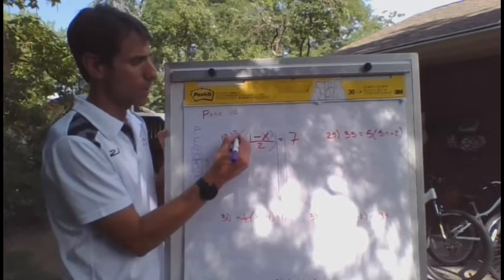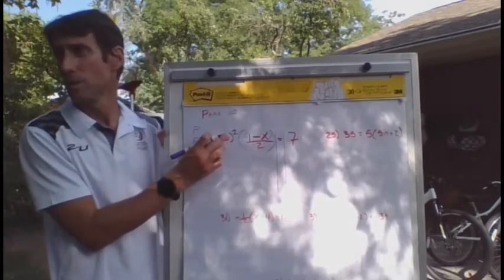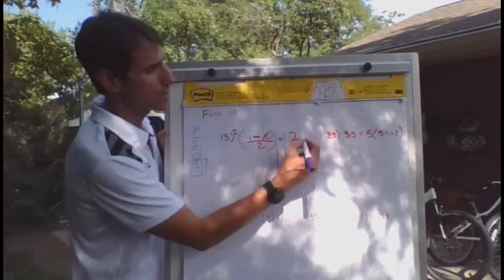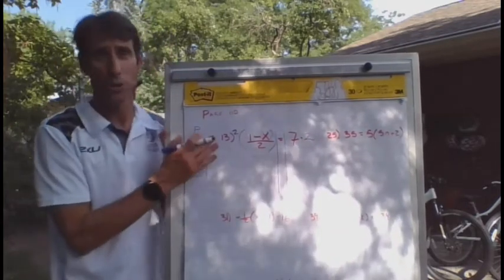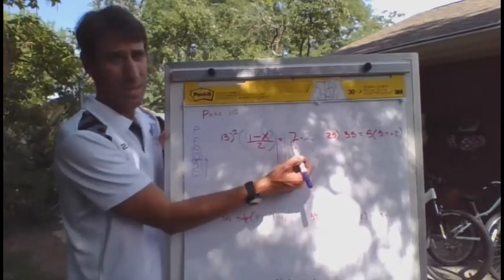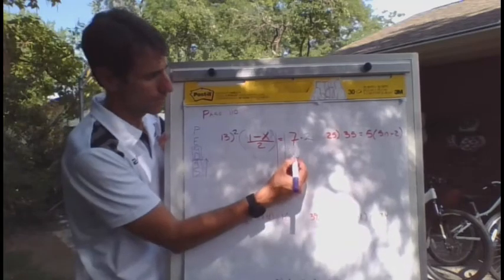Now, what allows me to multiply this whole side by 2? What else do I have to do? Multiply the other side by 2. And we learned that we are allowed to do that. That is how the rules work. Okay, so let's deal with the right side because it's easier. What is 7 times 2? 14.